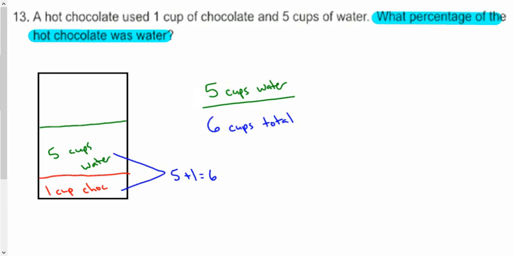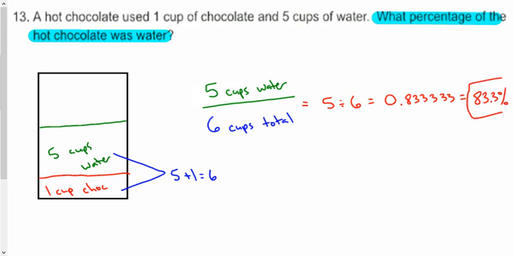And how much is in the hot chocolate completely? Well, 5 plus 1 is 6, so 6 goes on the bottom. We always want the total on the bottom for this type of problem. So now we can divide the fraction. 5 divided by 6 equals a repeating decimal. Slide that over twice to make it a percent and round it.